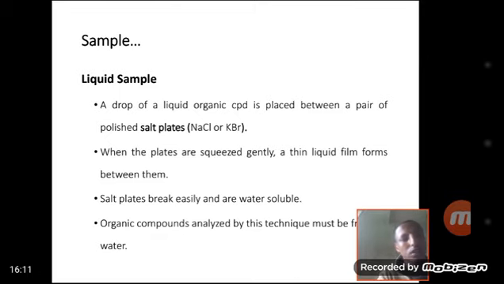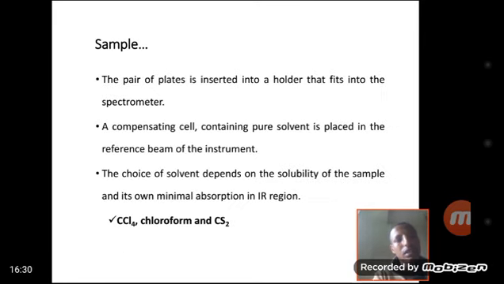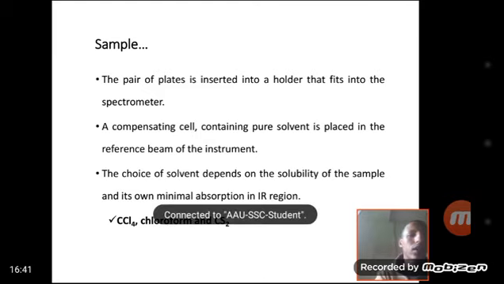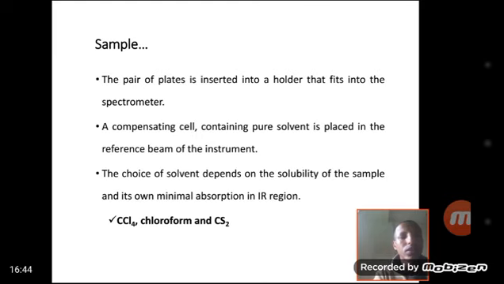When the plates are squeezed gently, a thin liquid film forms between them. Salt plates break easily and are water soluble, as we said before. Organic compounds analyzed by these techniques must be free from water, as we said above. The pair of plates is inserted into a holder that fits into the spectrometer. A compensating cell containing pure solvent is placed in the reference beam of the instrument to correct the absorbance of the sample correctly, because some solvents show little absorption of that radiation.